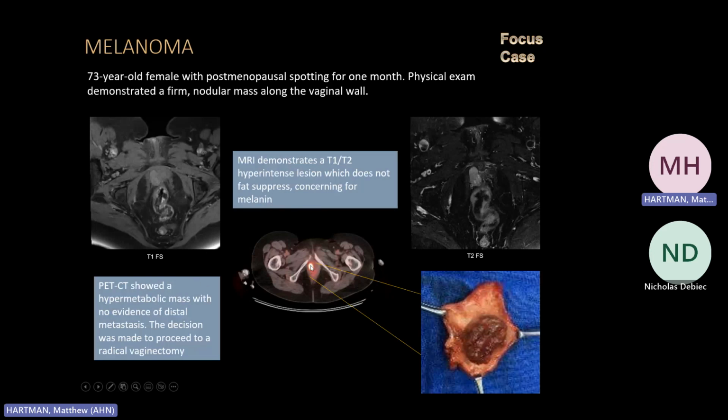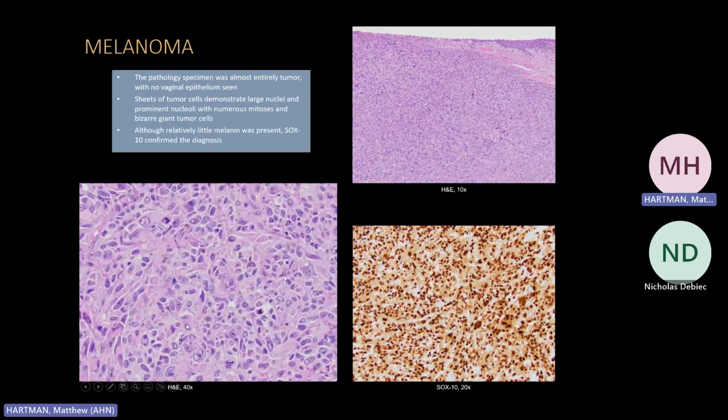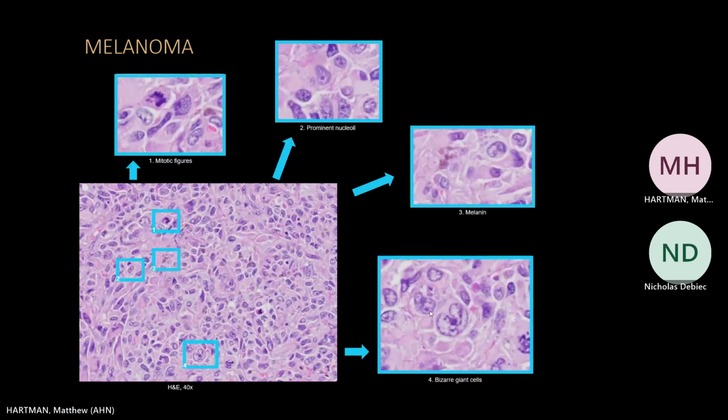This was a great case showing the PET CT, the MRI, and then the gross specimen. And then under the microscope, putting it all together, confirming the diagnosis. Some nice examples of pleomorphism, mitoses in action.